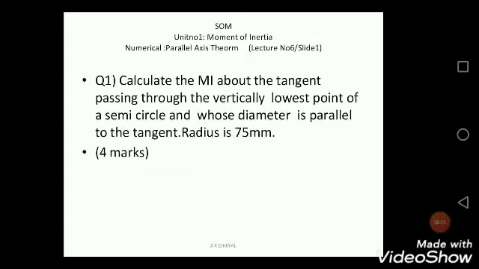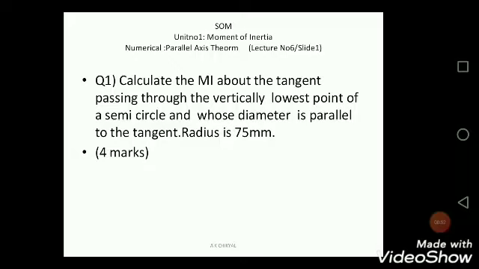First problem. Calculate the moment of inertia about the tangent passing through the vertically lowest point of a semicircle and whose diameter is parallel to the tangent. Radius is 75 mm. Here the diagram or the figure is not given, so you have to draw it on your own. Let's see how we will try to solve it.